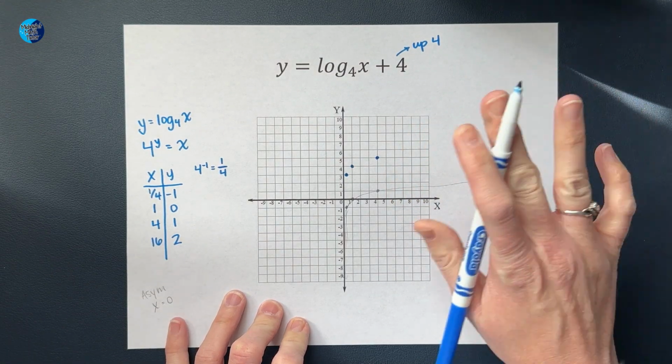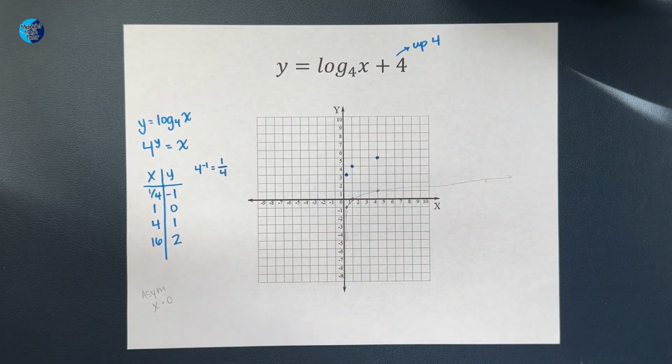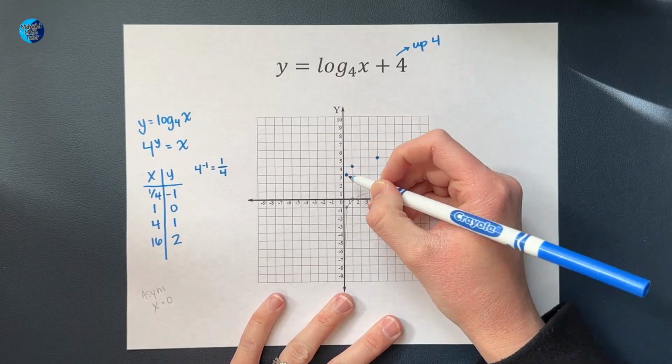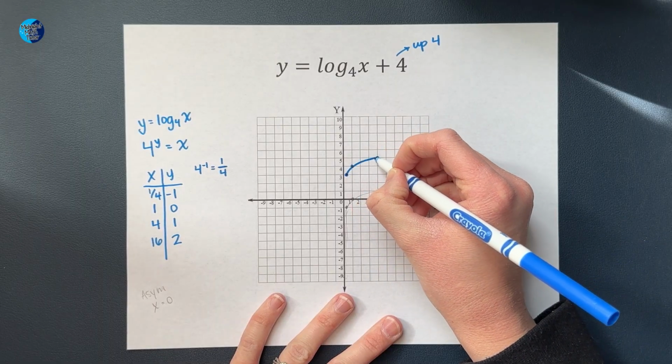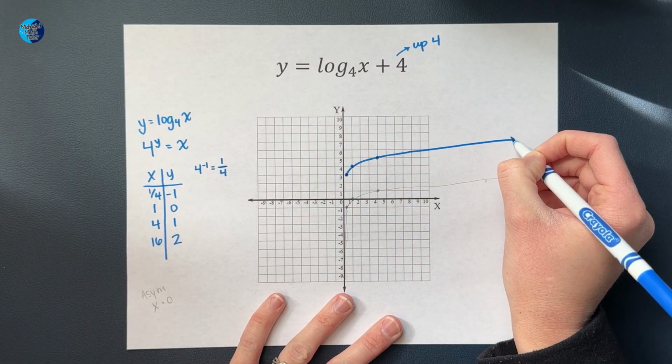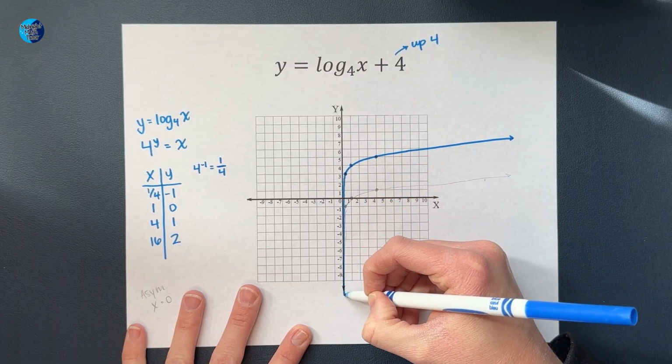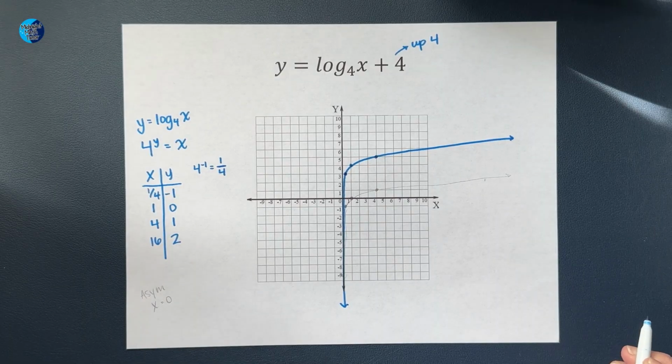I'm just going to each point and shifting it up 4. Now that one was unofficial. We just know it's over here-ish, right? So then my graph is going to look something like that. And down. Remember, it's going to get closer and closer to the y-axis, but never actually touch it. Okay, that is what my graph looks like.